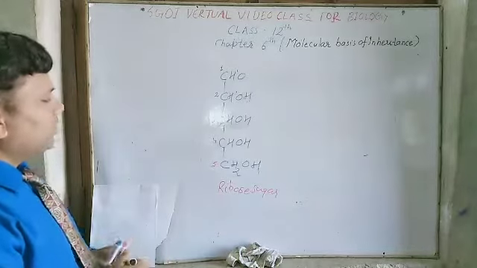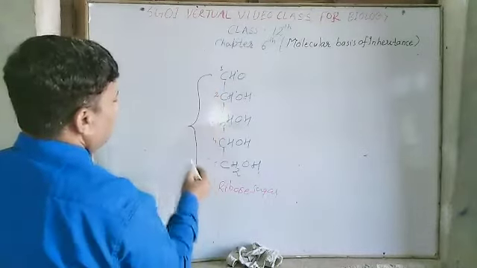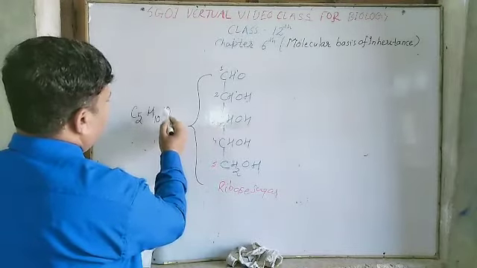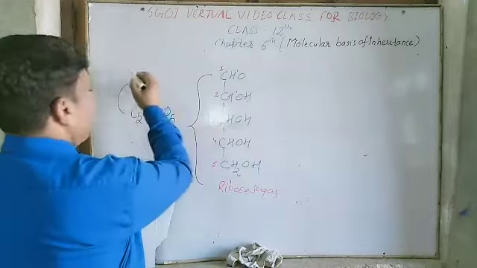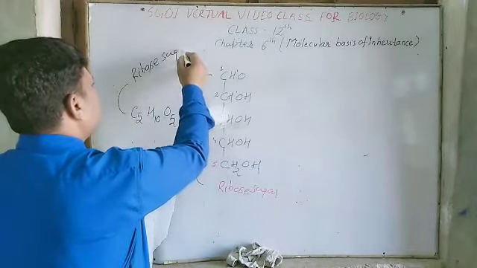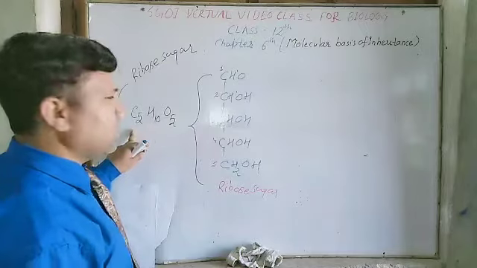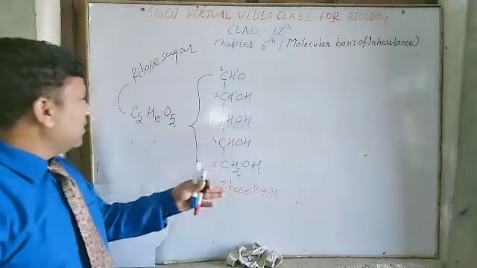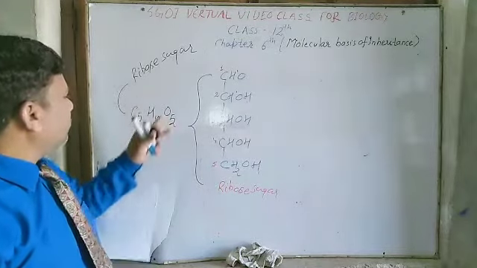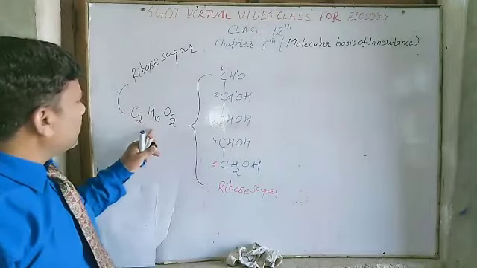Now, in the straight chain structure of ribose sugar, you can see that it has C5H10O5. This is the empirical formula of the ribose sugar. This is very important, note it down, because it can be asked in the examination for 2 marks. What is the formula of ribose sugar? It is C5H10O5.